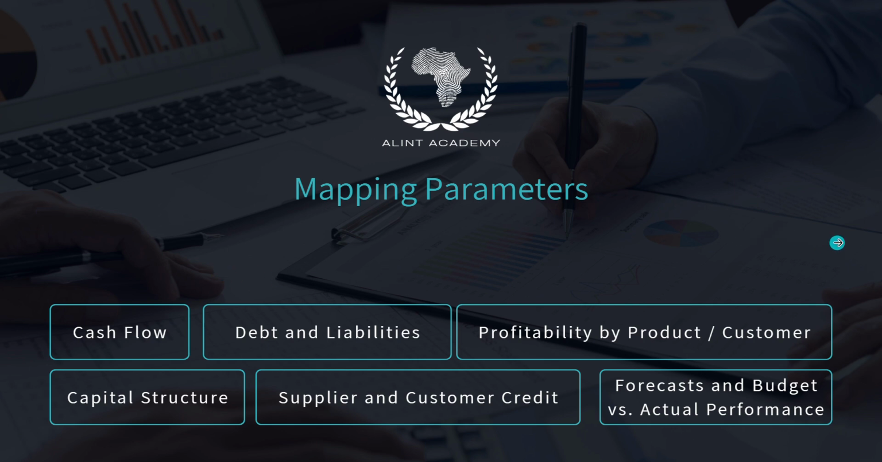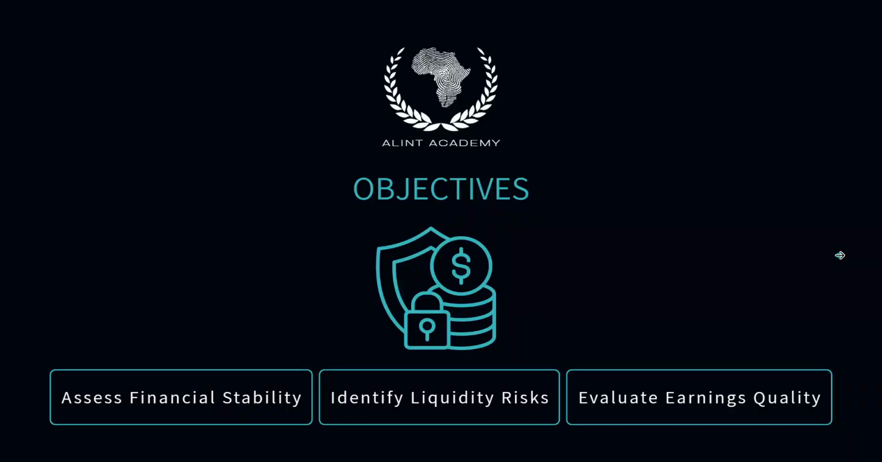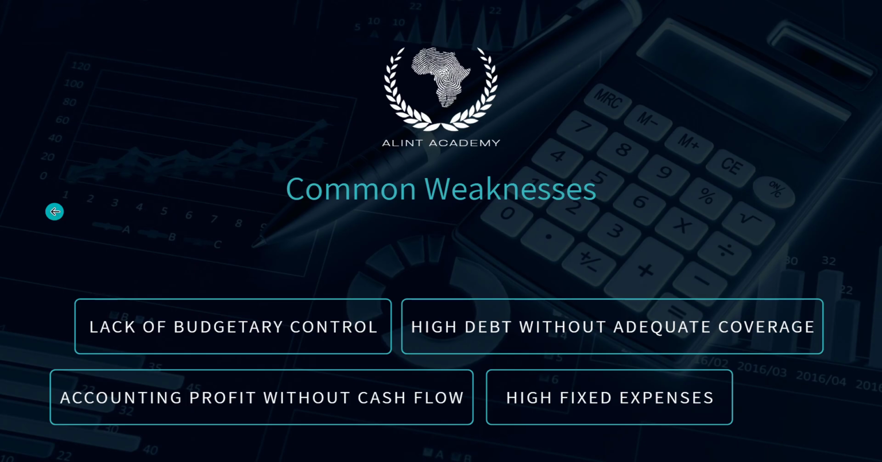Another key component is the comparison between financial forecasts and budgets versus actual performance, which helps evaluate financial planning accuracy and management control. During the mapping process, several common weaknesses may emerge. For example, the organization may demonstrate a lack of budgetary control, where expenses exceed planned budgets, or financial planning is not closely monitored. Another weakness is high levels of debt without adequate coverage, which may create financial pressure if revenue declines or interest rates increase.